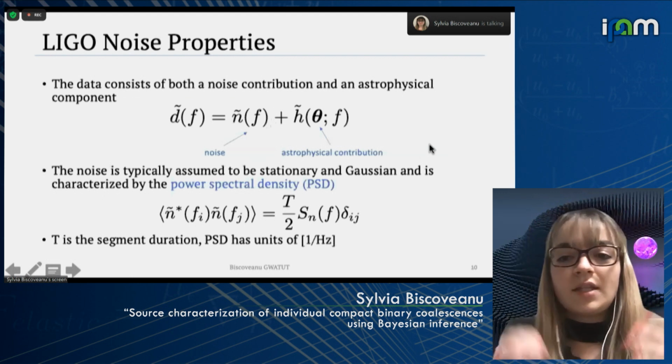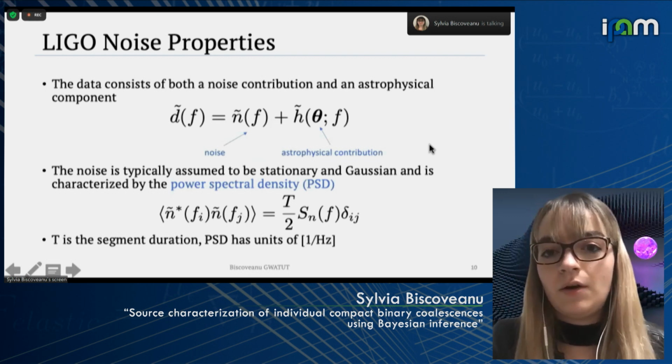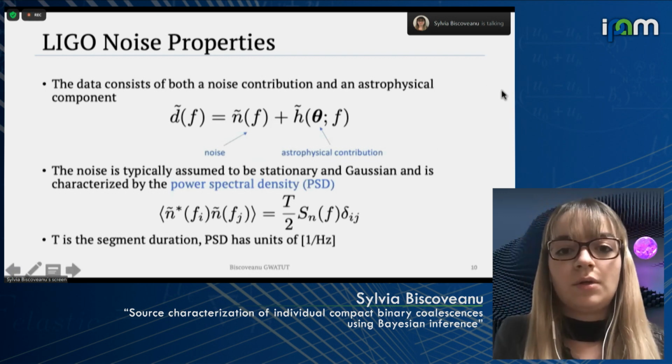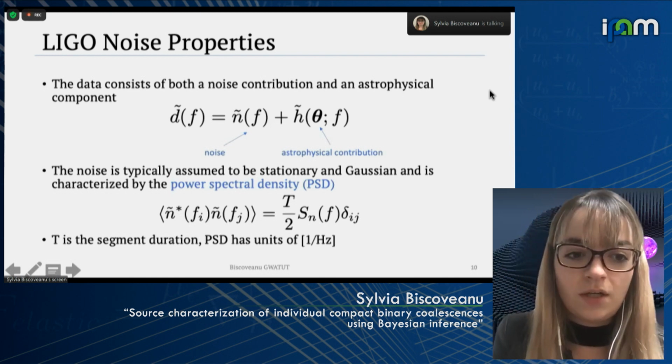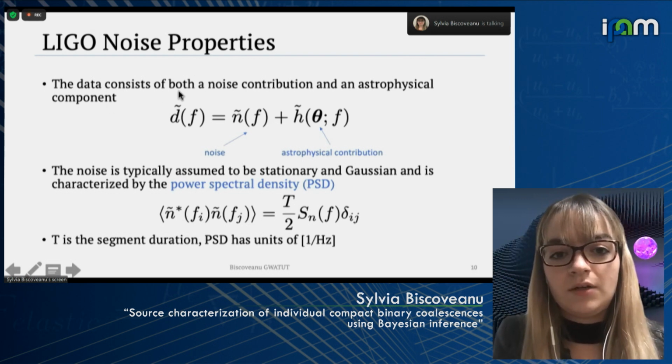Okay, so that's kind of the basic big picture overview of Bayes' theorem and the statistical tools that we'll need. And now we can go into deriving the likelihood that we use specifically for gravitational wave data analysis. In order to do this, we need to keep in mind the properties of the LIGO noise.